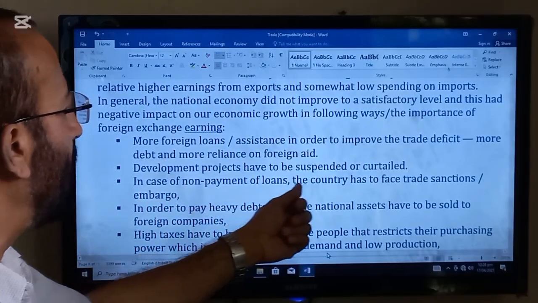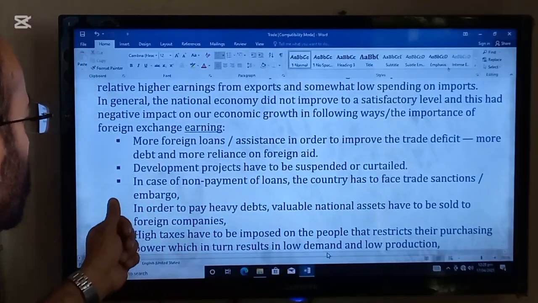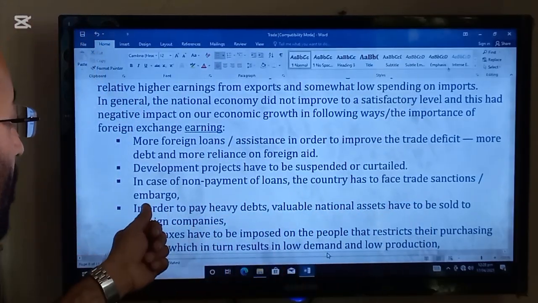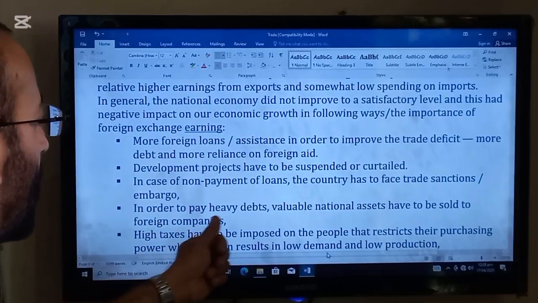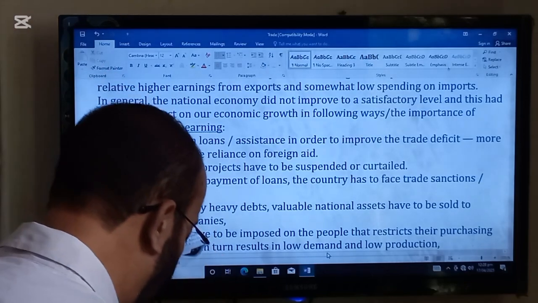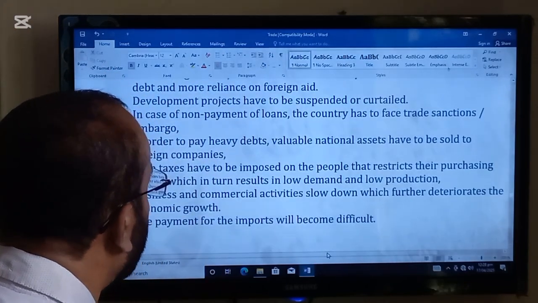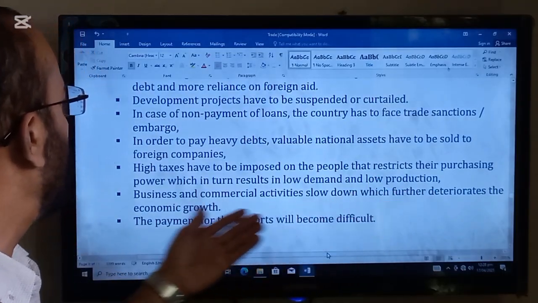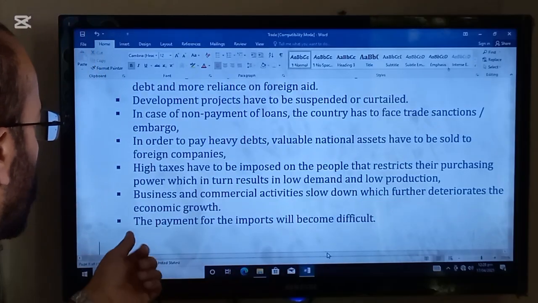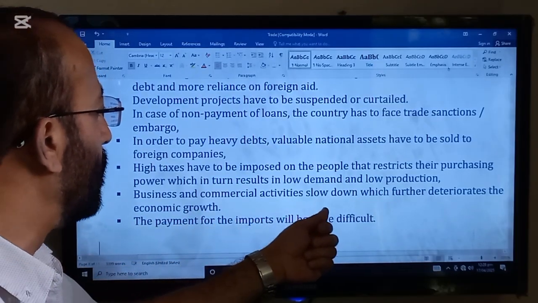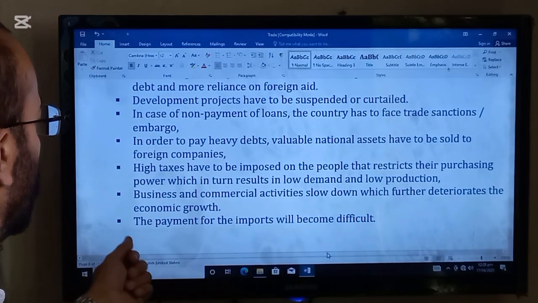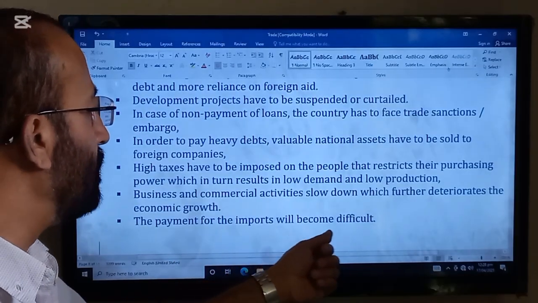Development projects have to be suspended or curtailed. Next point is, in case of non-payment of the loans, the country has to face trade sanctions and embargo. Next point is, in order to pay heavy debts, valuable national assets have to be sold to foreign companies. Next point is, high taxes have to be imposed on the people, which restricts their purchasing power, which in turn results in low demand and low production. Next point is, business and commercial activities slow down, which further deteriorates economic growth. Next point is, the payment for imports will become difficult.